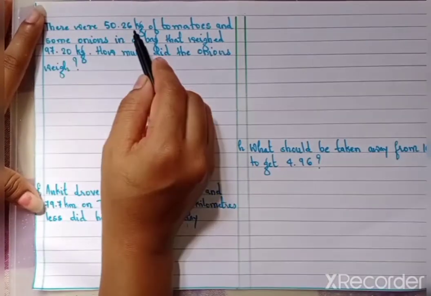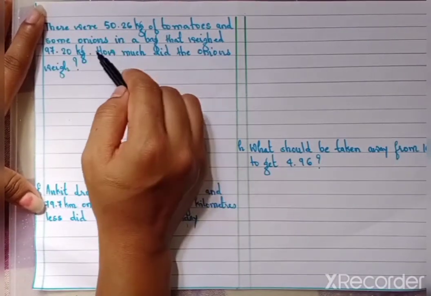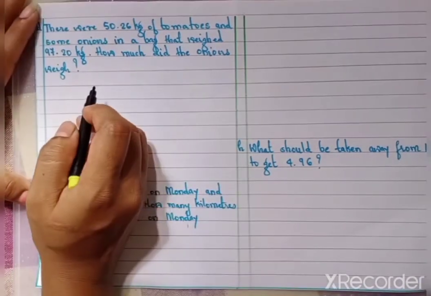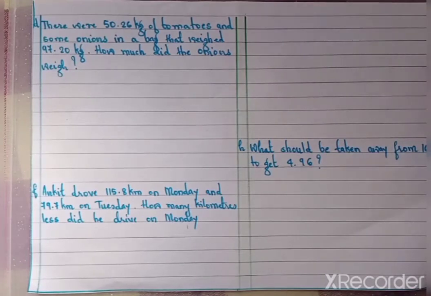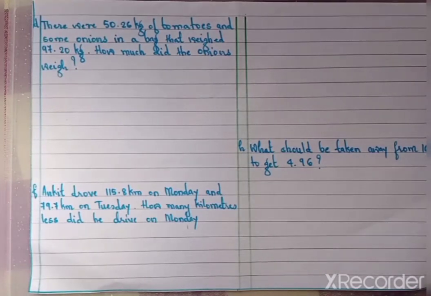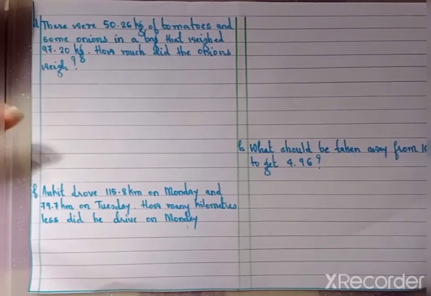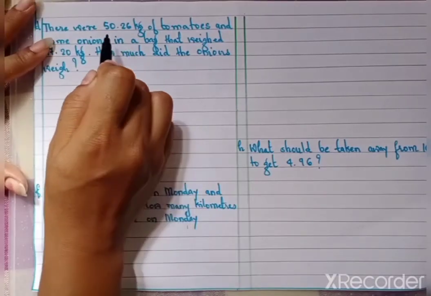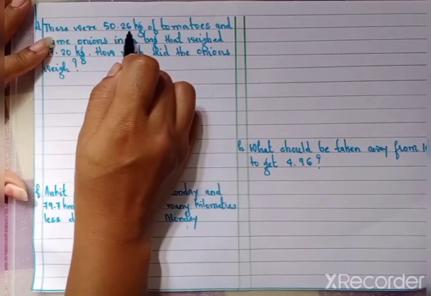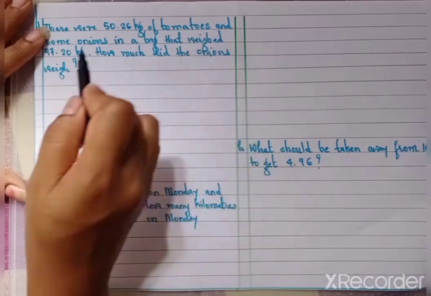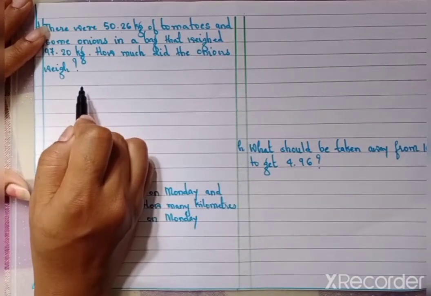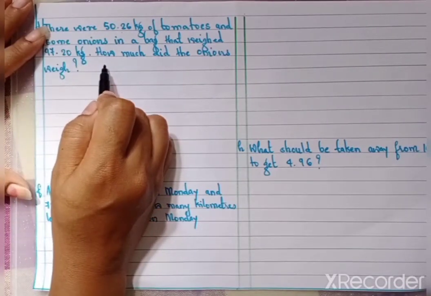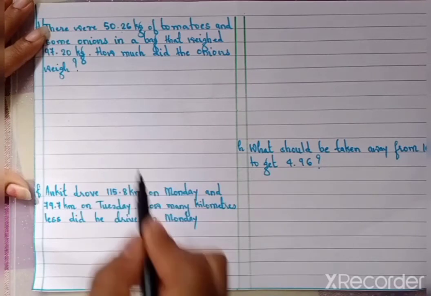Here they have given the weight of tomato and the weight of tomato and onion together, and we have to find the weight of onion. So to find the weight of onion, we have to subtract the weight of tomato from the total weight. Okay, so let's write the given things first. Tomato weighs 50.26 kg. Total weight of tomato and onions together equals 97.20 kg. Onion weighs equals question mark.